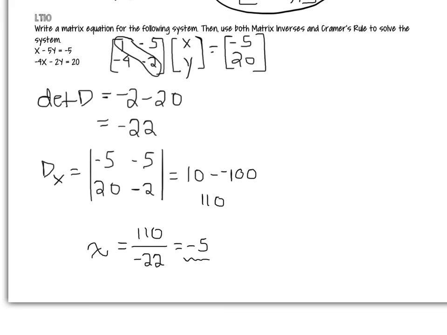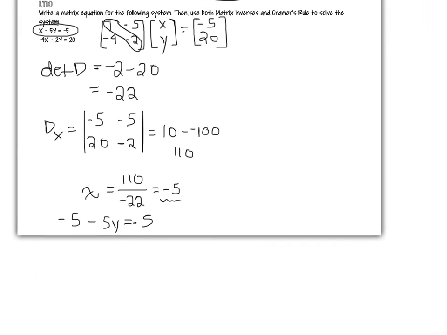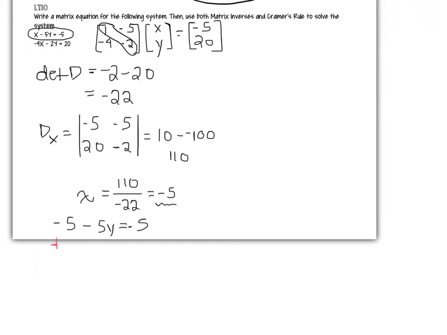I'm now going to take this value for x and plug it into my first equation to solve for y. So -5 minus 5y equals -5. All right, so then let's add 5 onto both sides in order to isolate our variable. So we get -5y is equal to 0, which is why y is equal to 0, okay?